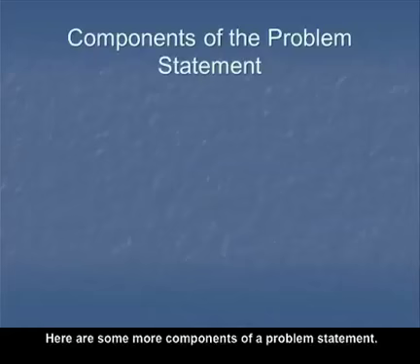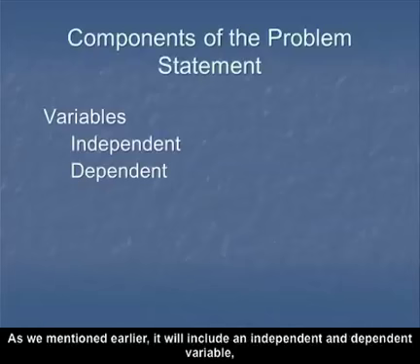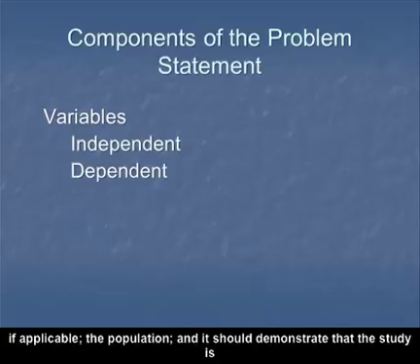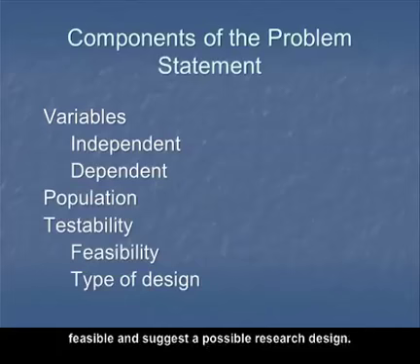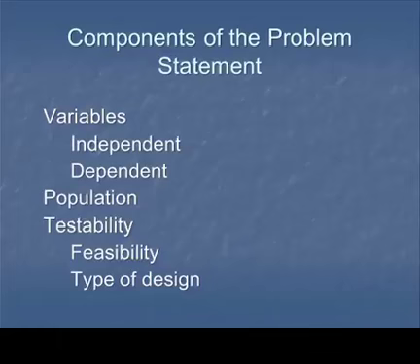Here are some more components of a problem statement. As we mentioned earlier, it will include an independent and dependent variable, if applicable, the population, and it should demonstrate that the study is feasible and suggest a possible research design.